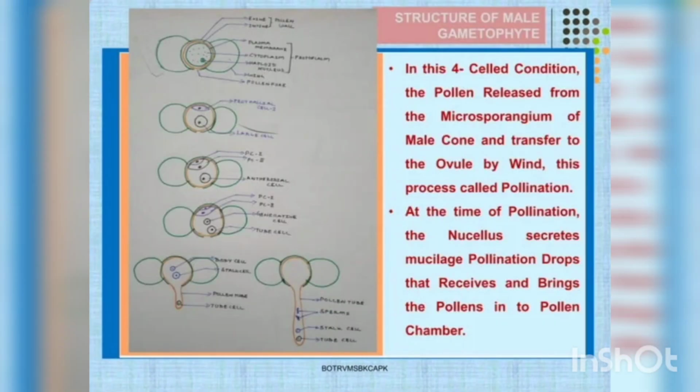When the pollen reaches the 3-celled condition, the pollen grains are released from the microsporangium or the male cone. Here it is written wrongly as 4-celled, but it is the 3-celled condition. It is transferred to the ovule by wind, by pollination. Gymnosperms follow anemophilous or wind pollination. At the time of pollination, the nucellus secretes a mucilage called the pollination drop, which receives the pollen and brings it into the pollen chamber.